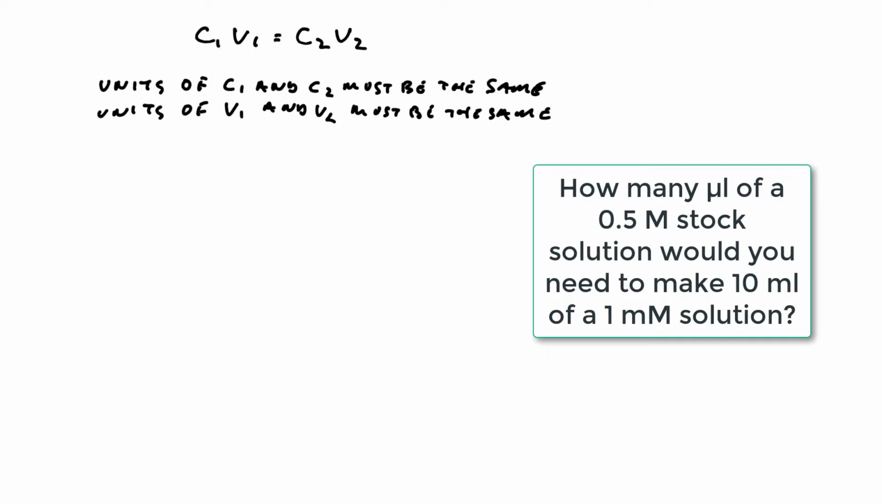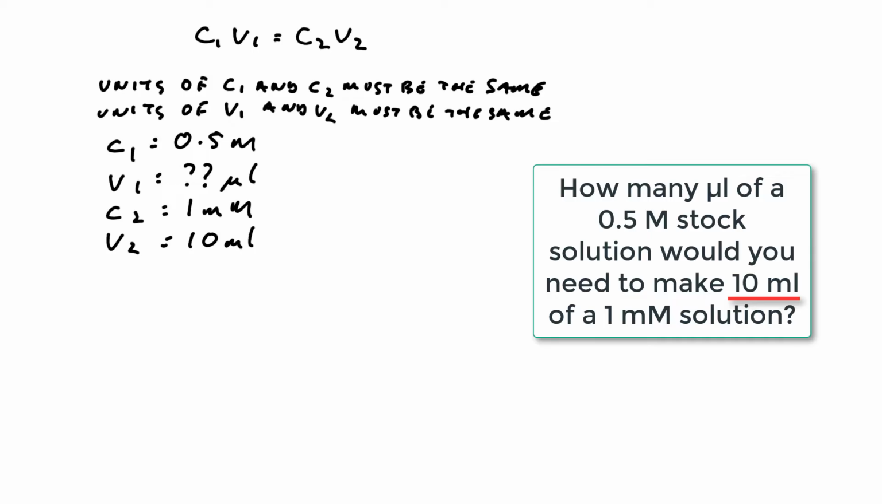Now in this particular case we have got a 0.5 molar stock solution and we wish to make 10 mils of a 1 millimolar solution. So from that we know that C1 is equal to 0.5 molar. V1 is in microliters, but we don't know what that is. That is what we're trying to calculate. C2 is 1 millimolar and V2 is 10 mils.